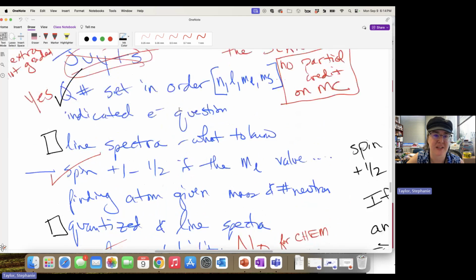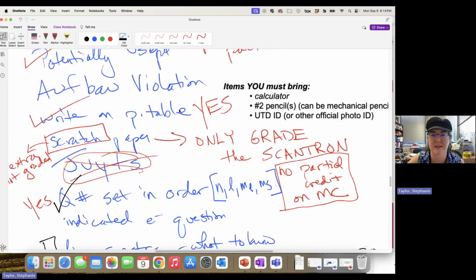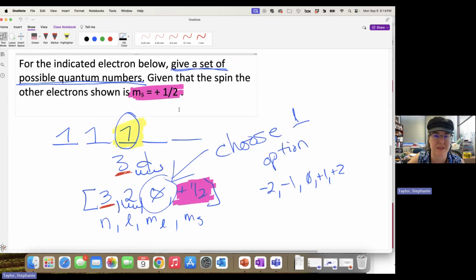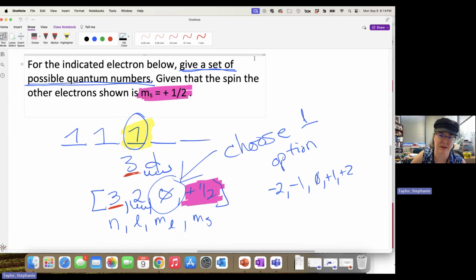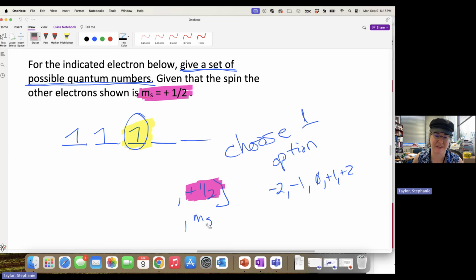I've got 15 minutes. We wanted to go back and talk about that indicated electron question again, because it's caused some sadness. For the indicated electron below, give a set of possible quantum numbers given that the spin on the other electron shown is m sub s equals positive 1/2. Let me erase some things. One moment, please.